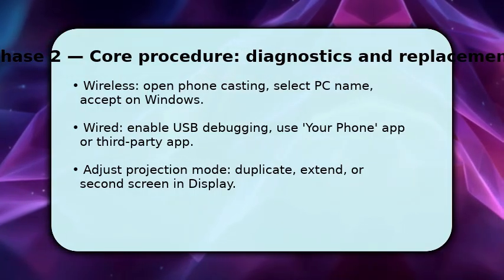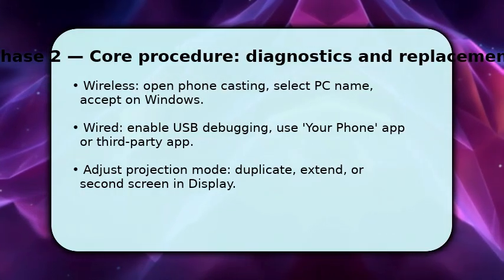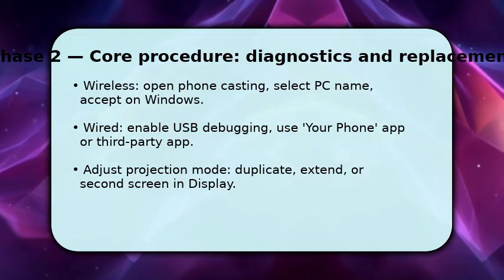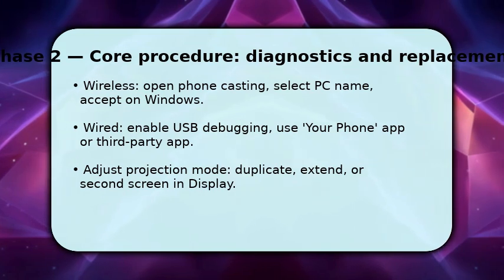on-screen pairing steps. Once connected, set projection mode in Windows display settings: duplicate to mirror, extend to use both screens. This controls how content appears and why you choose each mode.